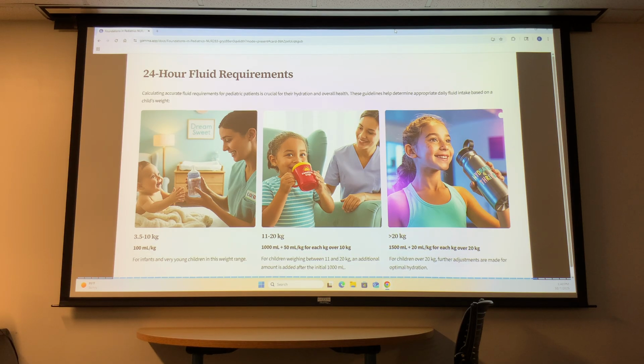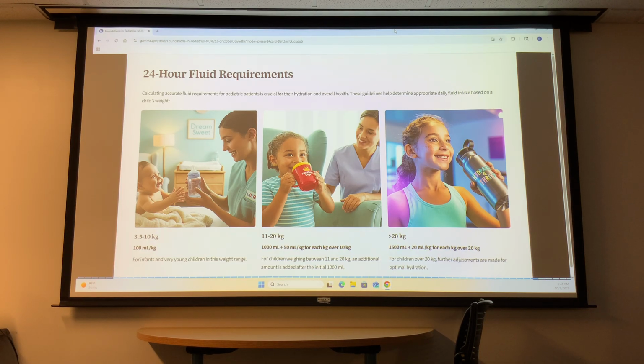So we're going to break it down into 3 different steps. If your child weighs 3.5 to 10 kilos, if they weigh less than that, that is a NICU problem, and that is before they get to us. So we're not gonna worry about that, right? We're gonna start at 3.5 kilos, okay?